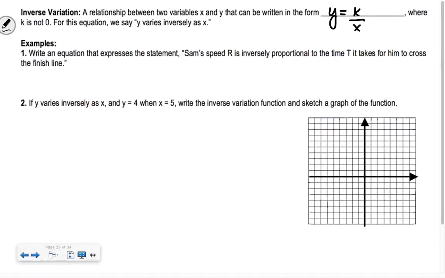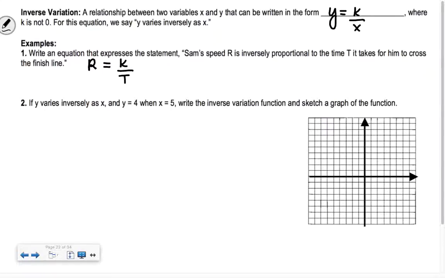It says write an equation that expresses the statement: Sam's speed r is inversely proportional to the time t it takes for him to cross the finish line. So r equals k over t. And this makes sense. My cross-country runners, every single time, they run 3.1 miles, right? And the faster someone goes, doesn't it take them less time to get across the finish line? Exactly, so it's an inverse relationship. And that k ends up being the distance they're traveling, 3.1 miles every single time.